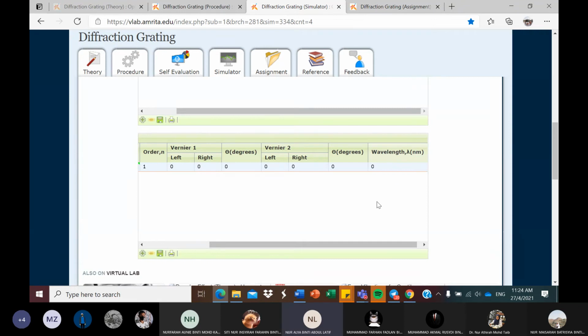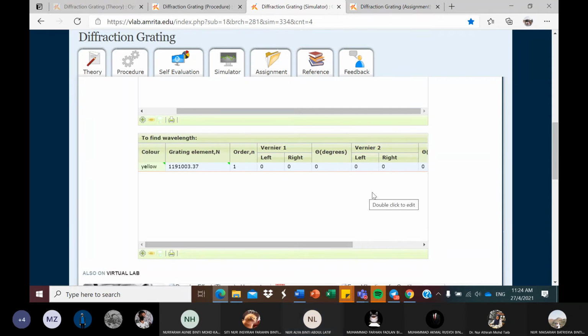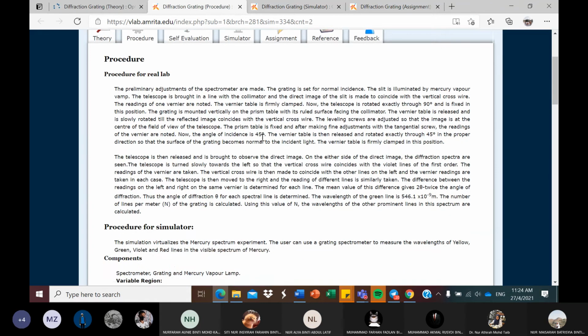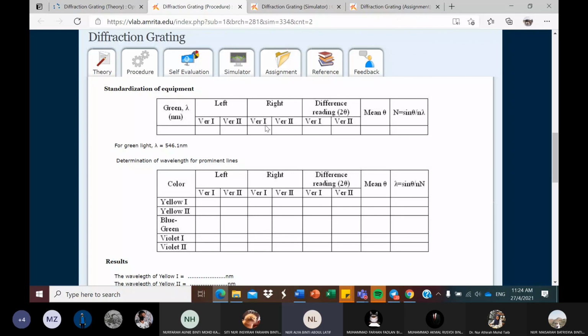Okay, but what is the formula to find the wavelength and the grating element of the green line? So we can go to the procedure.